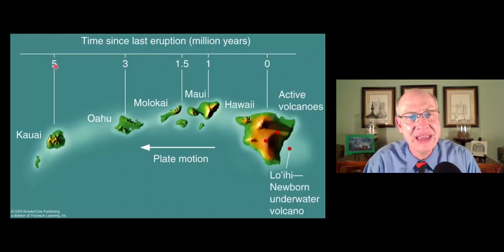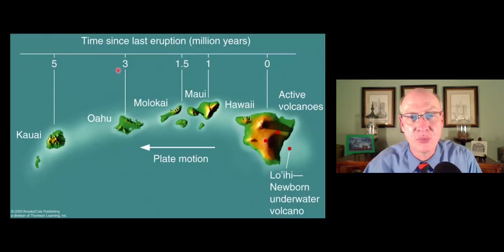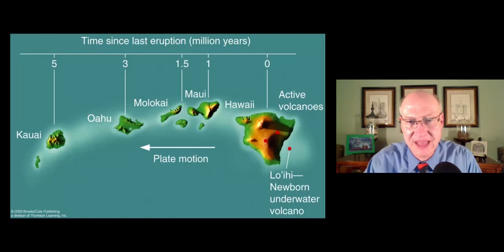So on Kauai, the last eruption was 5 million years ago. On Oahu, it was about 3 million years ago. Maui had eruptions as recently as 1 million years ago. And of course, there are still active volcanoes on the southeast edge of the big island of Hawaii right now. So that's the island of Hawaii.